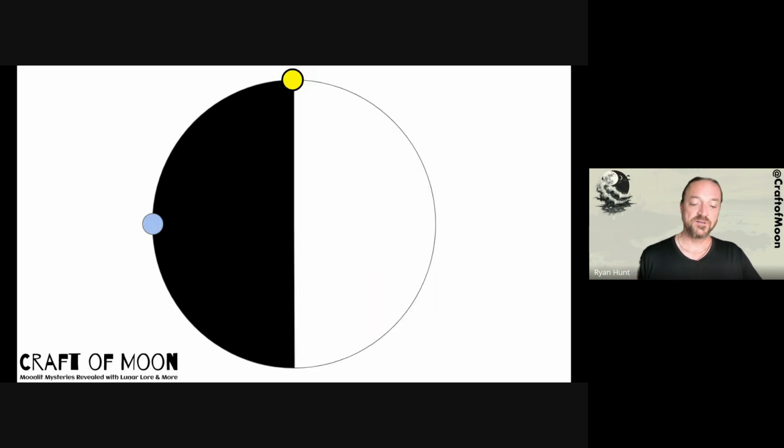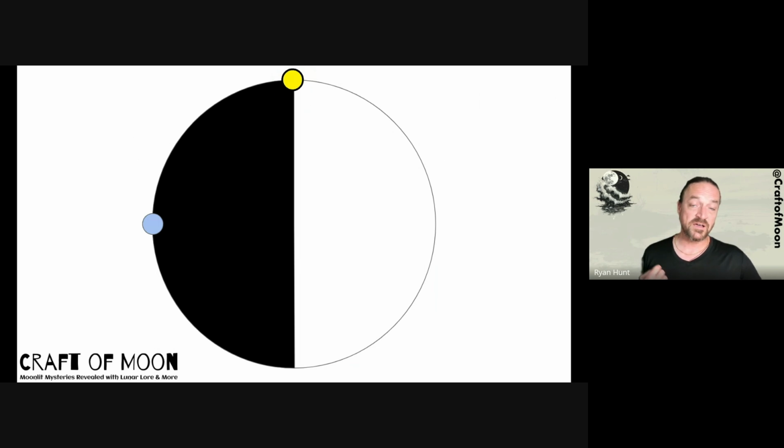Next, we have what is called the first quarter. Now, this is an interesting name for this particular geometric experience because you can see that the moon is halfway illuminated.